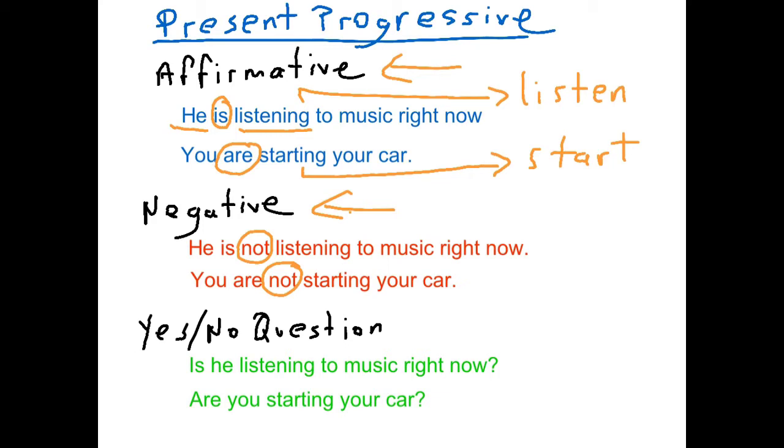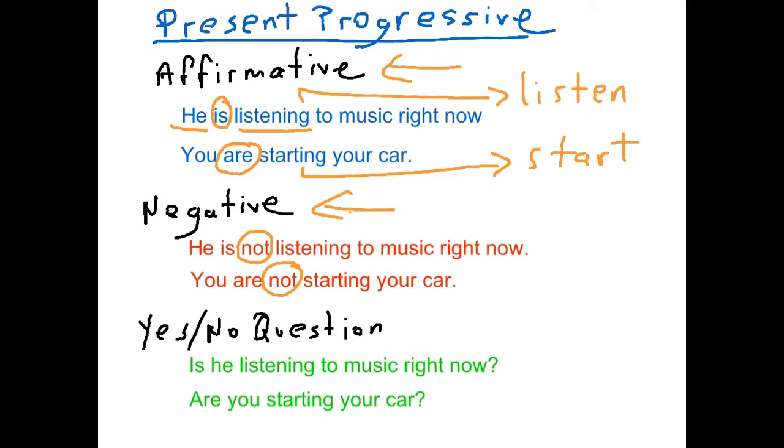And finally, the yes/no question form. To form a question with the present progressive, we need to invert the position of the subject and the auxiliary to be. So from he is listening, we transform it into is he listening? And are you starting your car?